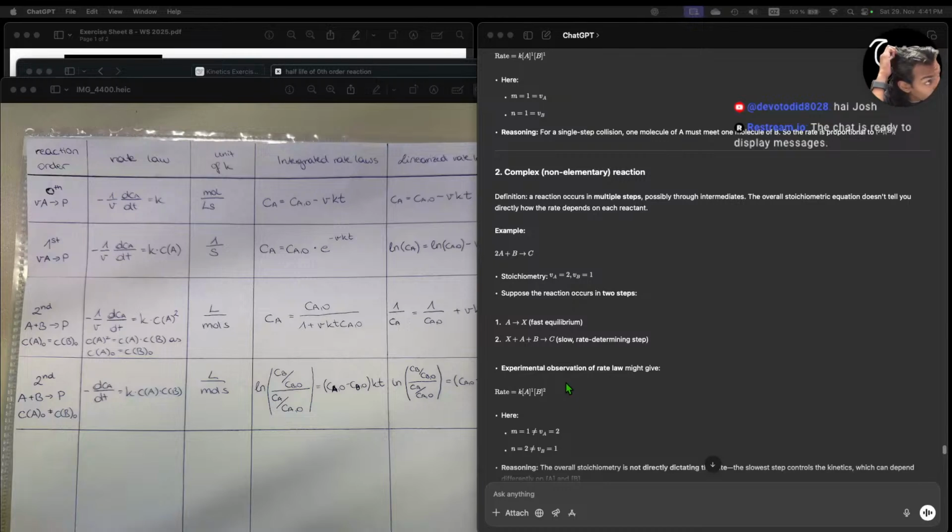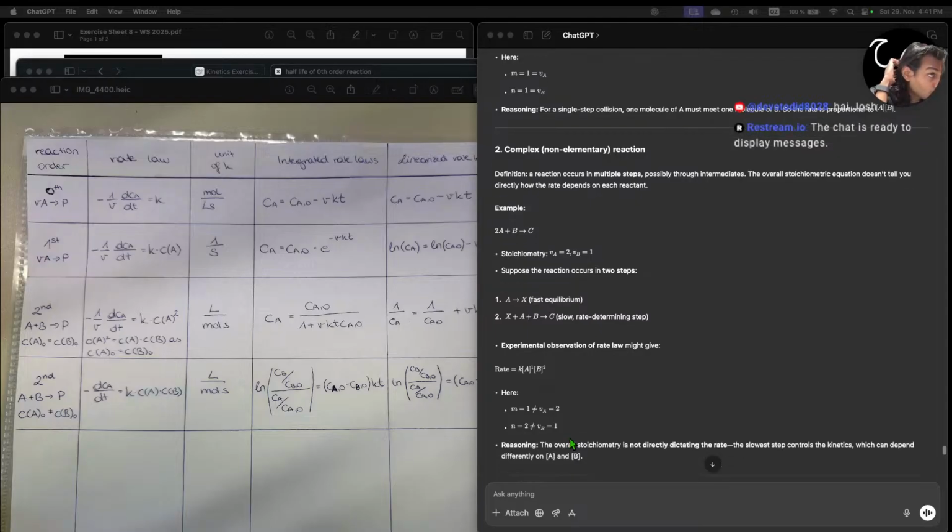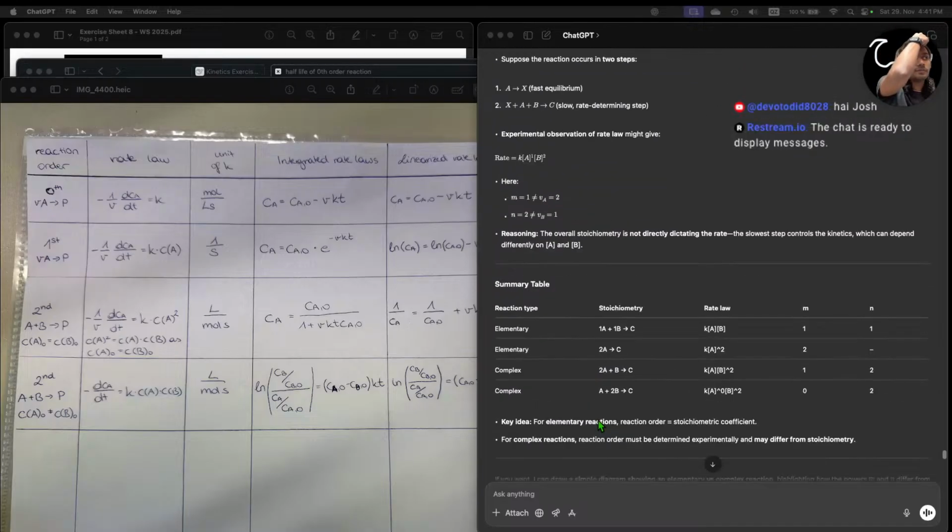Experimental observation of the rate law might give m equals 1, n equals 2, not equal to the stoichiometric coefficients. Overall, stoichiometry is not directly dictating the rate. The slowest step controls the kinetics, which can depend differently on A and B. So, elementary. Complex.